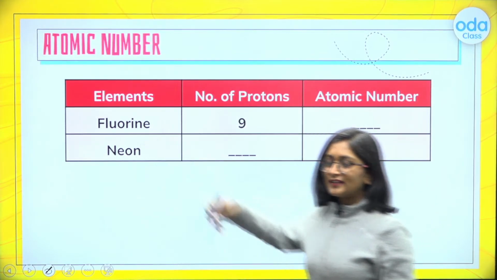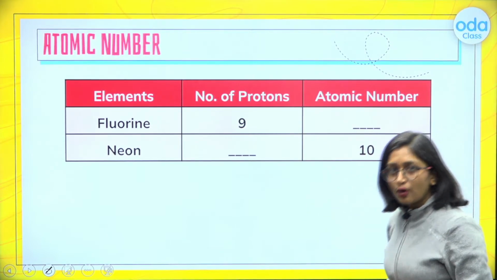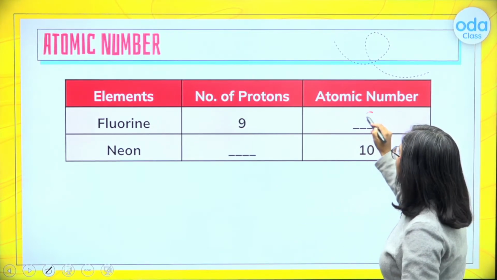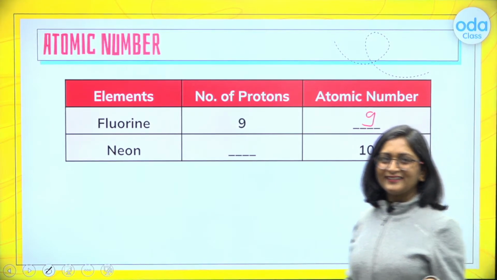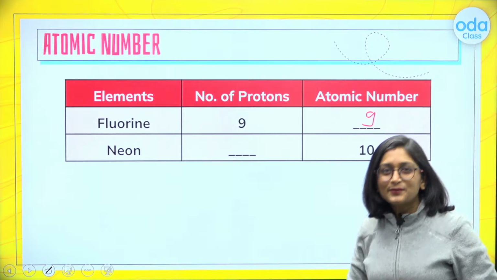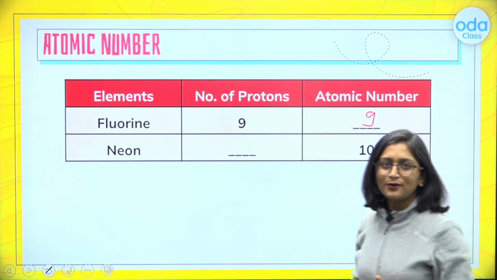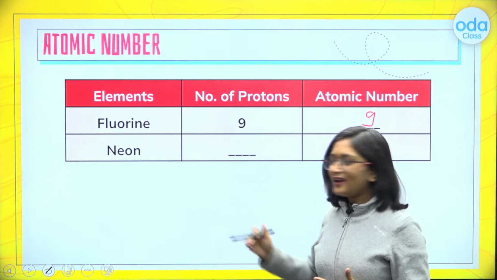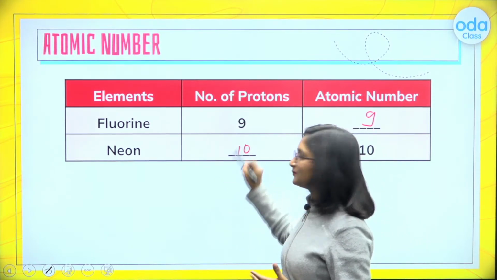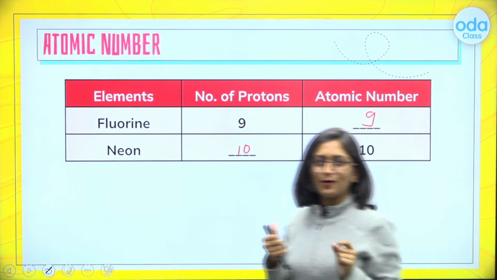So here we can see that fluorine has the number of protons, that is 9. Same goes with the atomic number, that would be 9. Now what about neon? Shall I leave it or are you going to write in the comment box? What would that be? So here the number of protons would be equal to the atomic number, right? So that would be 10. Done. If it is done, you can just type 1 in the comment box.